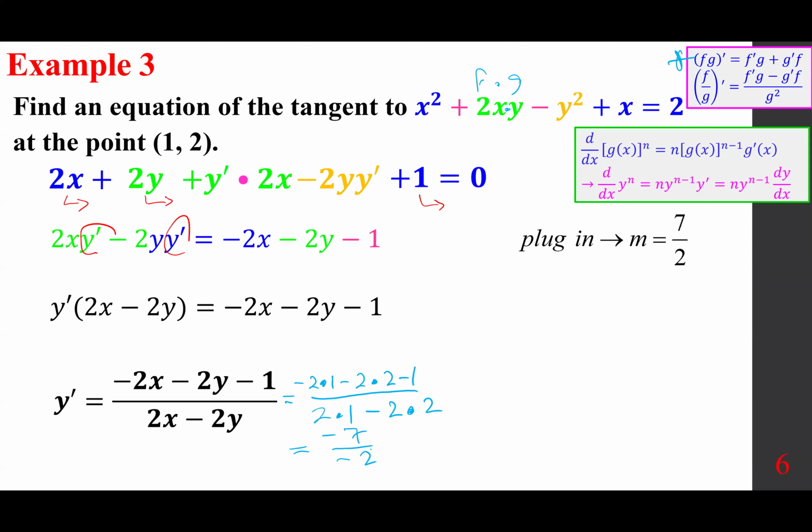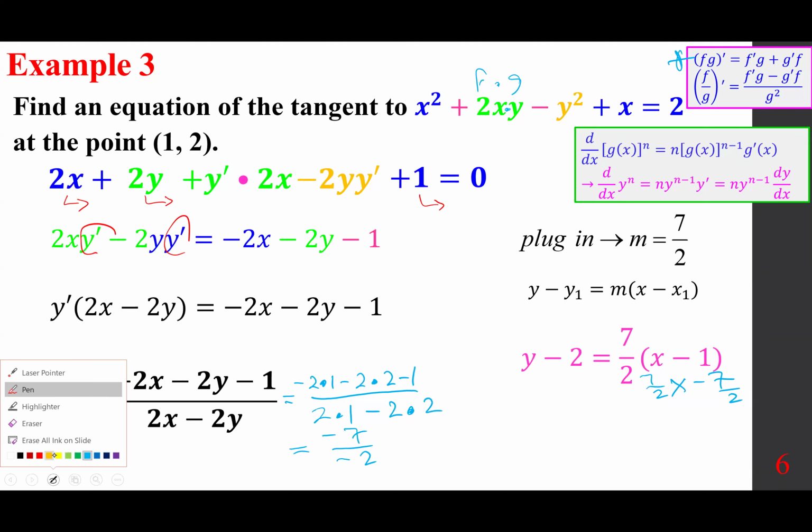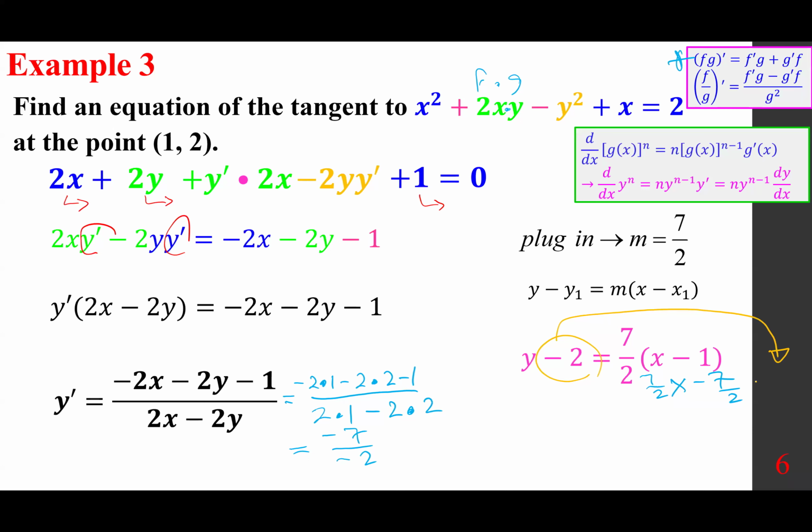And the slope is positive 7/2. Y minus y1 equals m times x minus x1. That means y minus 2 is 7/2 times x minus 1. And this gives me 7/2 x minus 7/2. I move the negative 2, make it positive 2. As you know, 2 is 4/2, with negative 7/2 becomes negative 3/2.